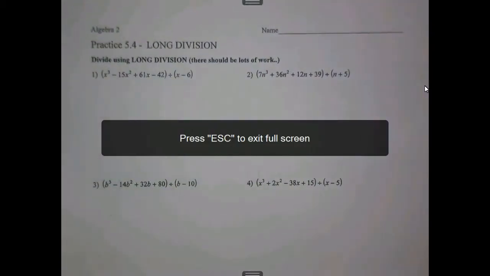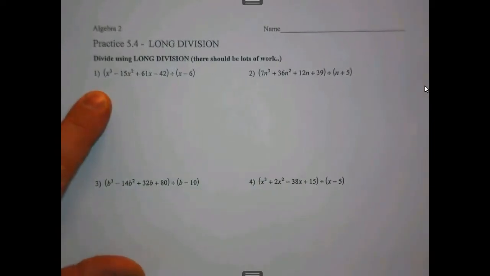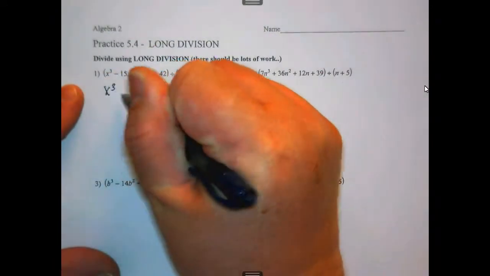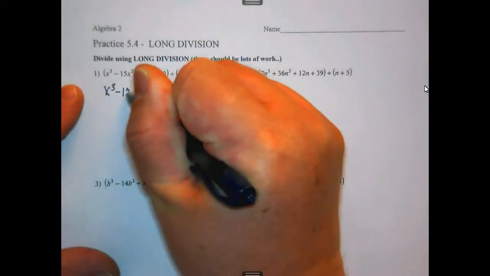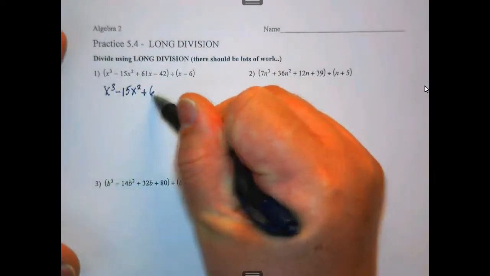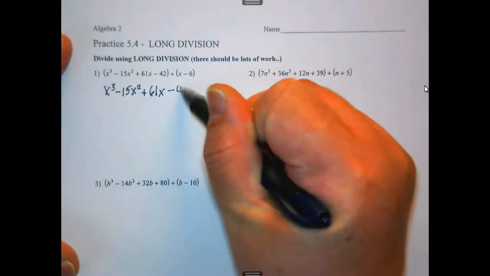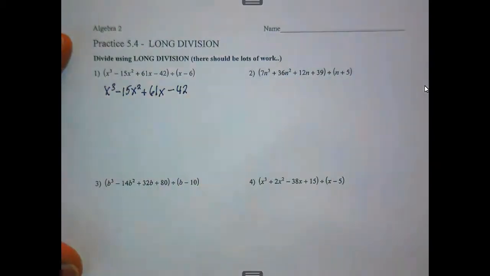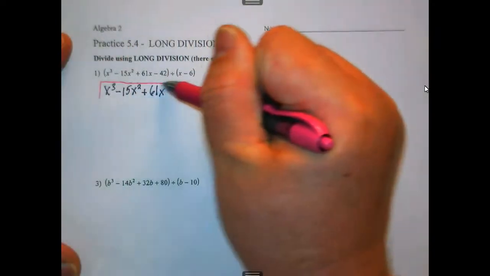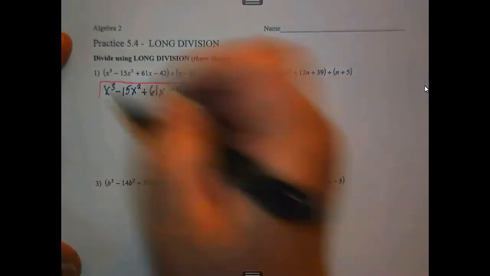Okay, number one. I'm going to take x cubed minus 15x squared plus 61x minus 42. I'm going to divide it by the divisor x minus 6.